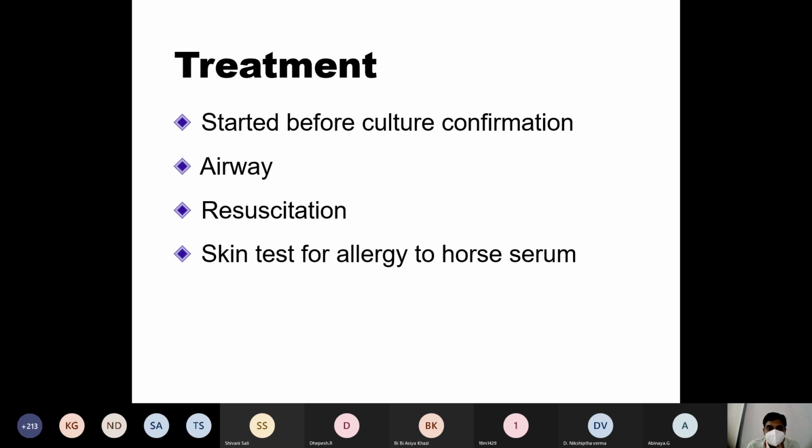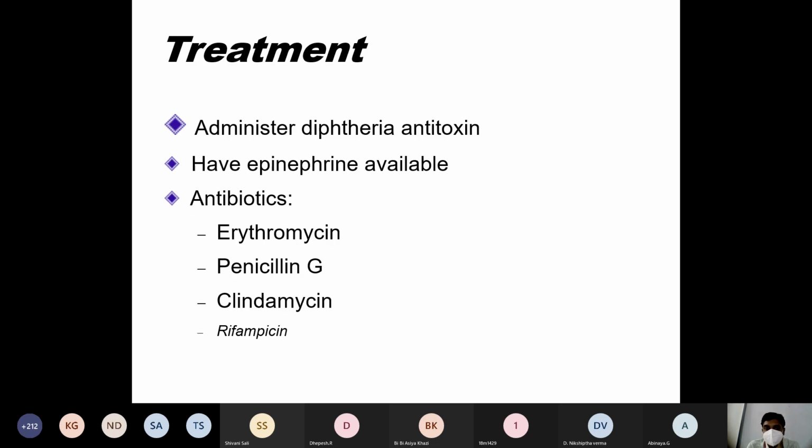The important points to be noted are that the airway has to be secured and the child has to be resuscitated. If the child is in shock, you have to give adequate fluids. Then a skin test for allergy to horse serum is done before administration of the antitoxin. When you are giving it, one of the common complications is the systemic hypersensitivity reaction, so you should have epinephrine available.